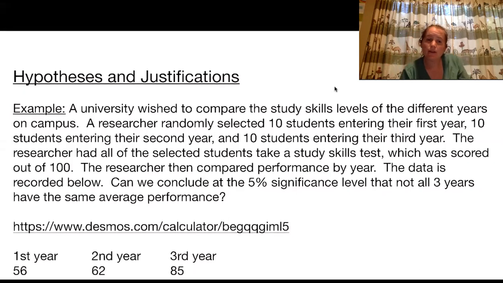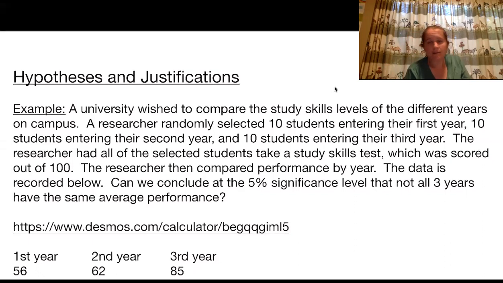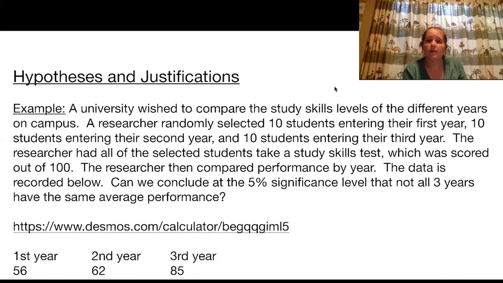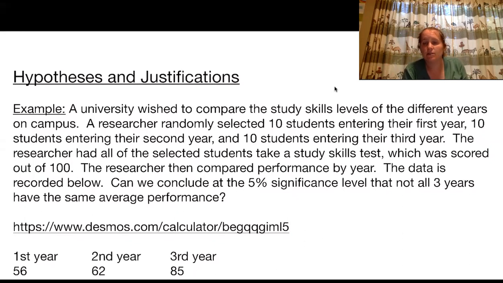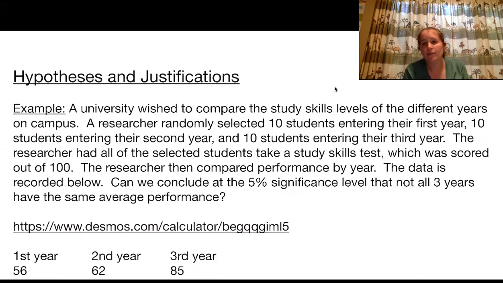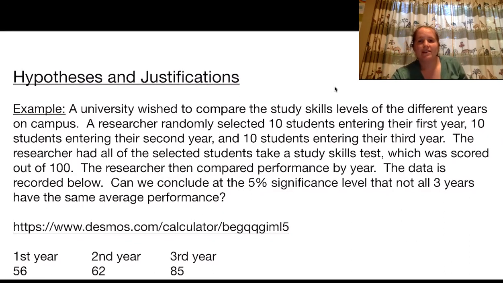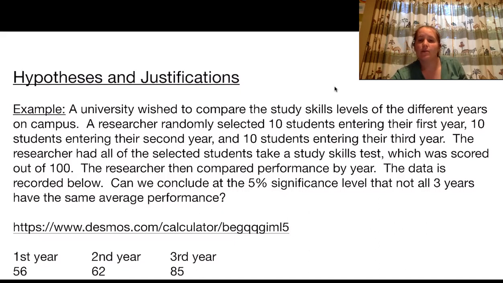Again, looking at one-way ANOVA. This is the exact same example as in my introduction to one-way ANOVA video. A university wished to compare the study skills levels of the different years on campus. A researcher randomly selected 10 students entering their first year, 10 students entering their second year, and 10 students entering their third year. The researcher had all of the selected students take a study skills test, which was scored out of 100. The researcher then compared performance by year. The data is recorded below. Can we conclude at the 5% significance level that not all 3 years have the same average performance?